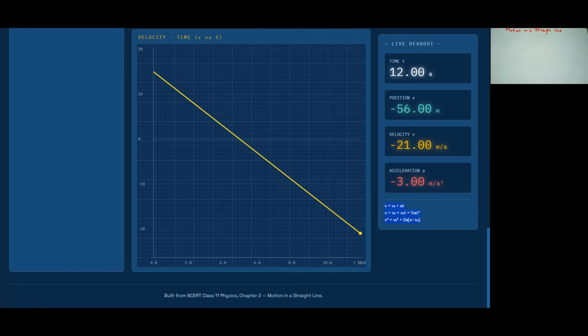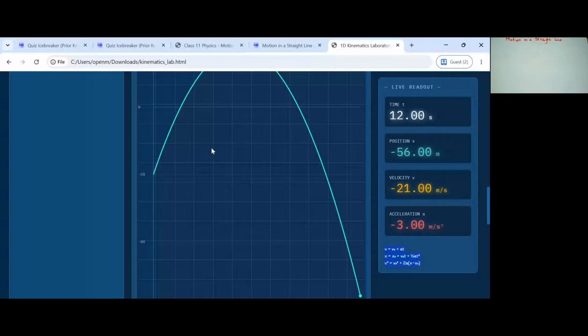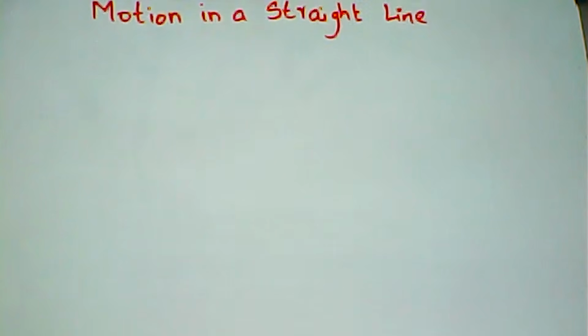Now we are going into the numerical problems. So I will share the screen again. One second. So here you can see two numerical problems. One.